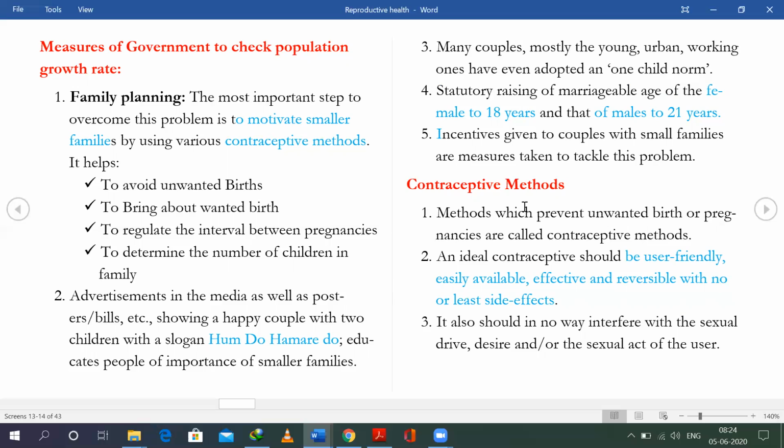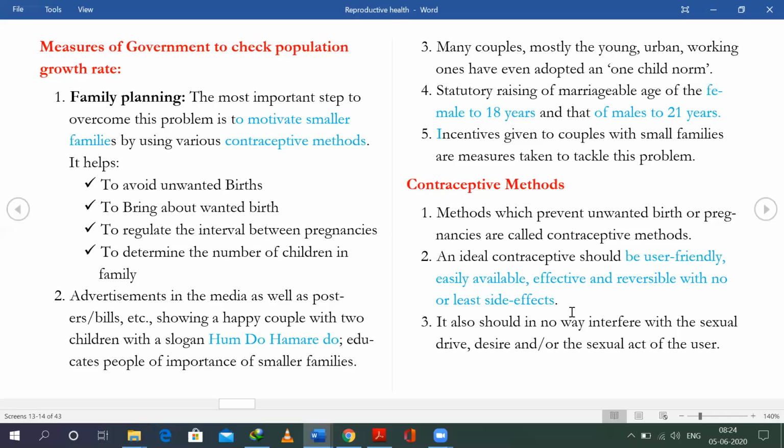So what are contraceptive methods? Contraceptive methods are the methods which prevent unwanted births or pregnancies. Yes, birth control options, right? Just now we have seen here. So unwanted births can be avoided, wanted births can be brought about, and we can give sufficient spacing and control the number of children. All these four goals can be achieved with the help of contraceptive methods.